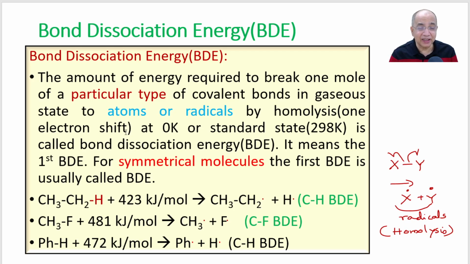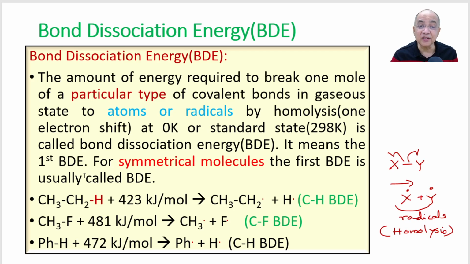Now, before that, let me introduce the difference between bond dissociation energy and bond energy. Bond dissociation energy is the original aspect of bond energy. It is the amount of energy required to break 1 mole of a particular type of covalent bond in gaseous state to atoms or radicals by homolysis. Homolysis means one electron shift, at either 0 Kelvin or standard state. It's called bond dissociation energy.